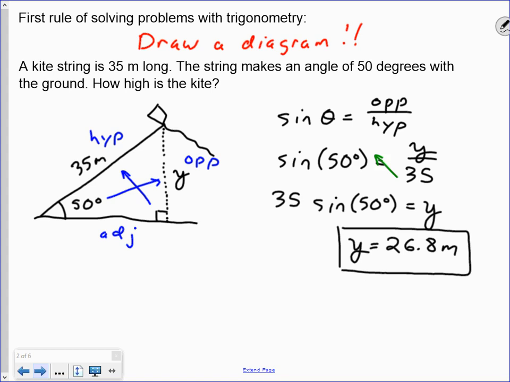At the end, we should always do a quick check to see if the value that we get makes sense in the context of our question. Does it make sense that the length of this side y is 26.8 meters? Well, yeah. If the kite string is 35 meters long, we know that's the hypotenuse, the longest side. So we have to get something similar in length, but shorter for our opposite side. So that's a reasonable value.